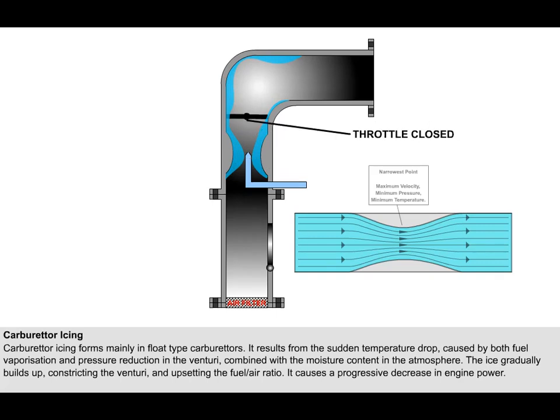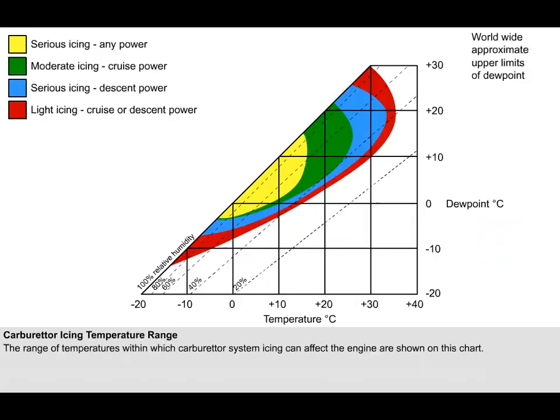Reduced power settings are more conducive to icing in the throttle area because there is a greater temperature drop at the carburetor venturi and the partially closed butterfly can more easily be restricted by the ice buildup. Carburetor icing is not confined to cold weather and will occur in warm weather if the humidity is high enough. This chart shows the range of temperatures and the different power settings within which carburetor icing can affect the engine.